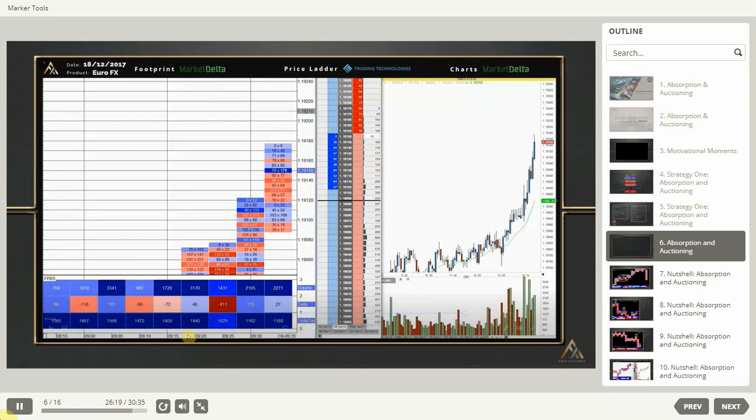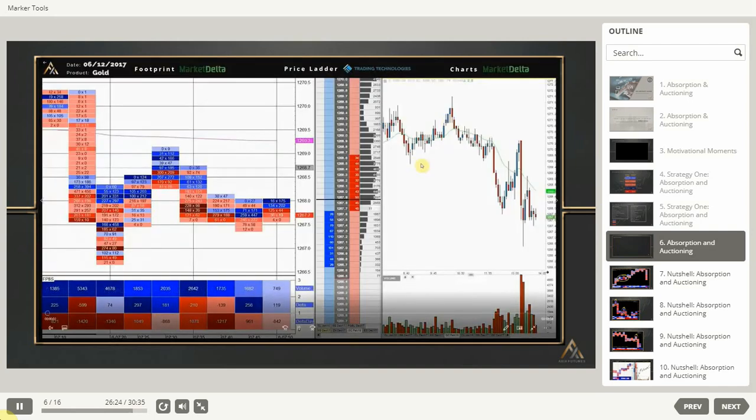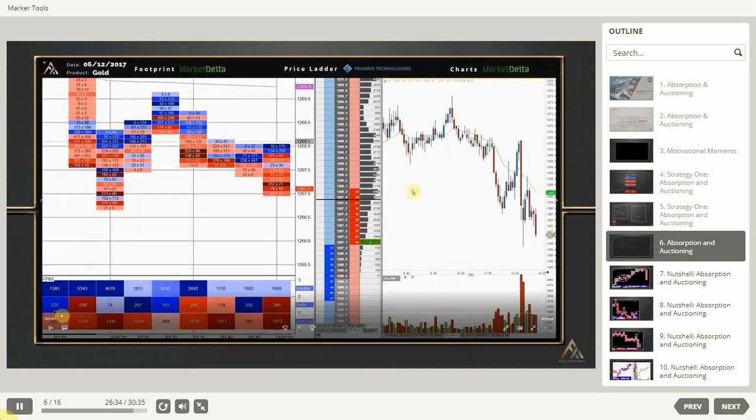Okay, now let's look at another example, this time in the gold market, and this time we're going to have a look at what an aggressive reversal looks like. So this was taken from the 6th of December. It is the gold market, and again, I just want to move this a little bit forward. Let's get to some of the key areas.